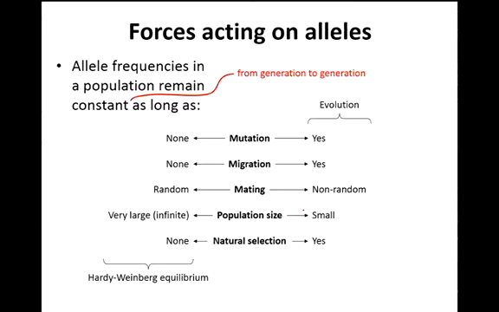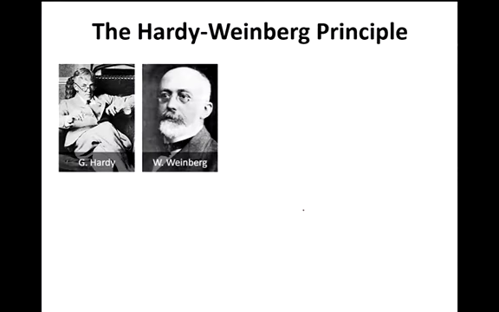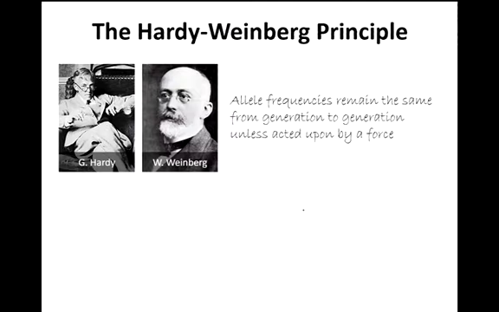Now, this equilibrium is named after two guys. Hardy was this Englishman, and Weinberg was this German who were working in the early 1900s. And they came up with this theory. And they said all allele frequencies should remain the same from generation to generation to generation, unless there's an external force pushing it somewhere. Okay? So this external force is obviously evolution that we know now. And Madeline will talk more about evolution in her lecture next week.